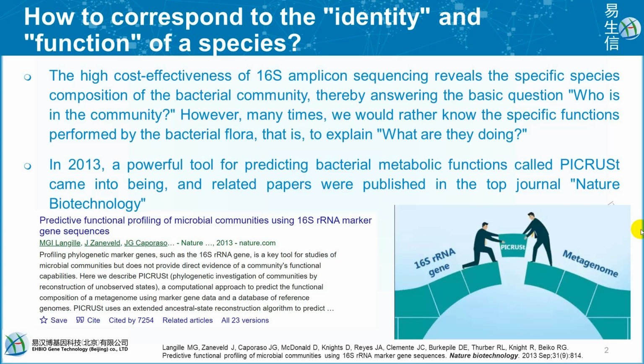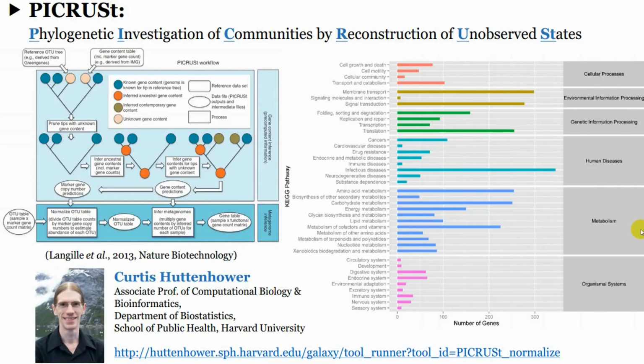So in 2013, a powerful tool for predicting bacterial metabolic function called PICRUSt came into being, and related papers were published in the top journal Nature Biotechnology. PICRUSt is the abbreviation for Phylogenetic Investigation of Communities by Reconstruction of Unobserved States, which investigates the communities through evolutionary reconstruction of unknown states. PICRUSt also evolved from the lab of Curtis Huttenhower. It works like this, you can see here, and it can also use the KEGG pathways. It's a combination of many input files, you can see here.